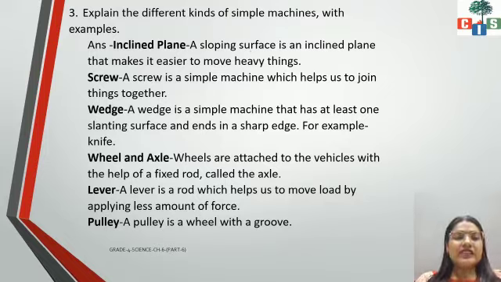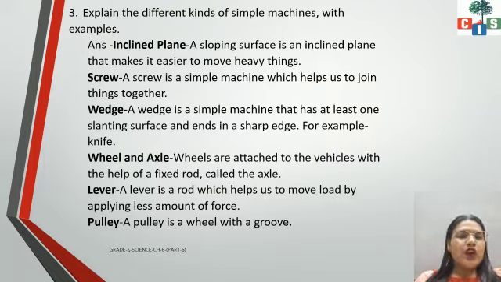Then a wedge is a simple machine that has at least one slanting surface. Example is a knife. Then wheel and axle. Wheels are attached to the vehicles with the help of a fixed rod, which is the axle. Then we have to write down about the lever. A lever is a rod which helps us to move a load by applying less amount of force. And the last simple machine is the pulley. A pulley is a wheel with a groove.